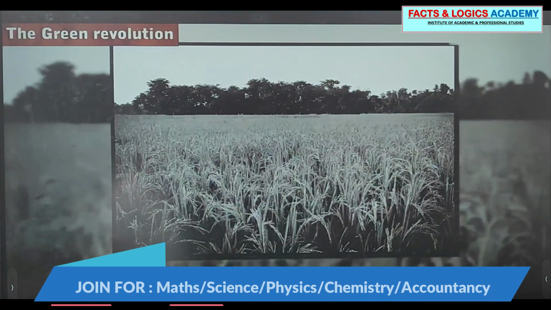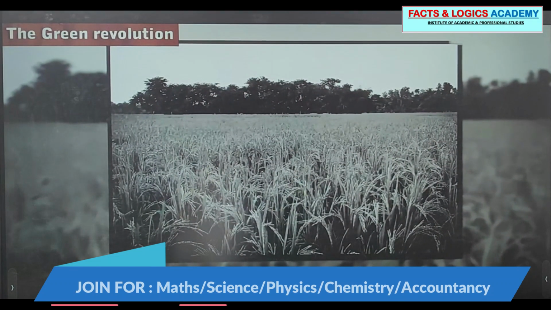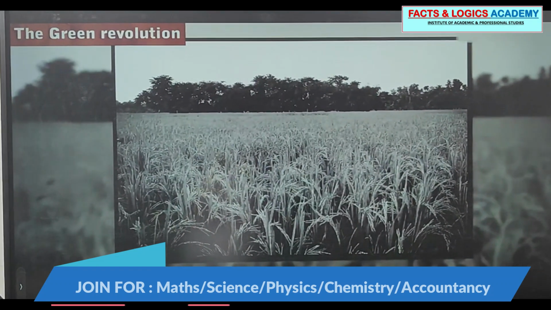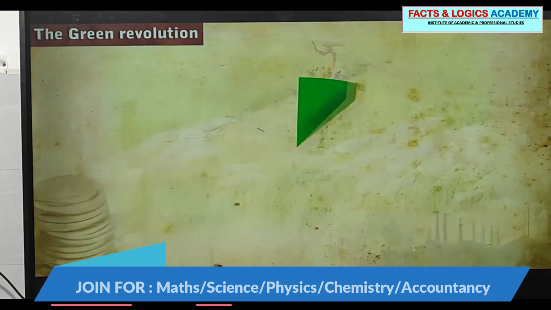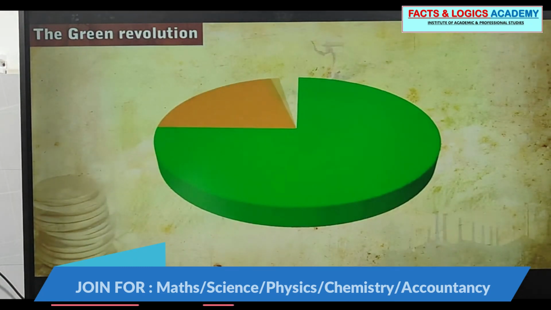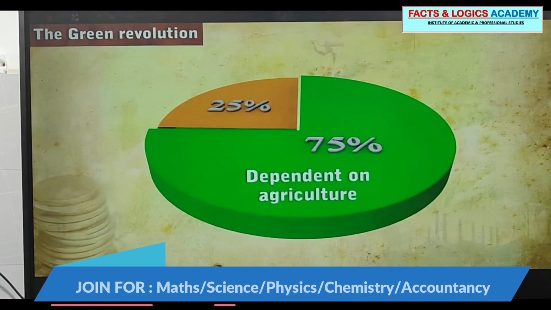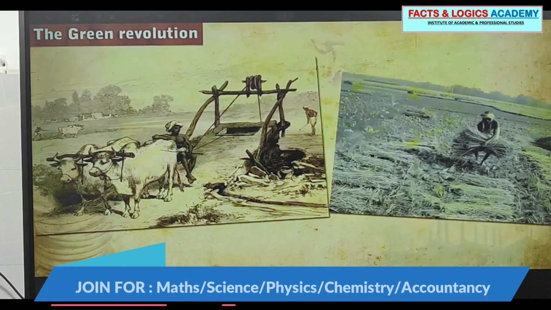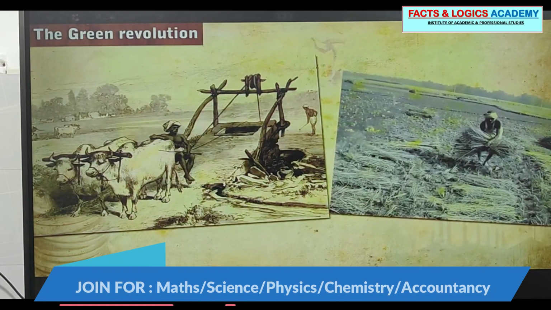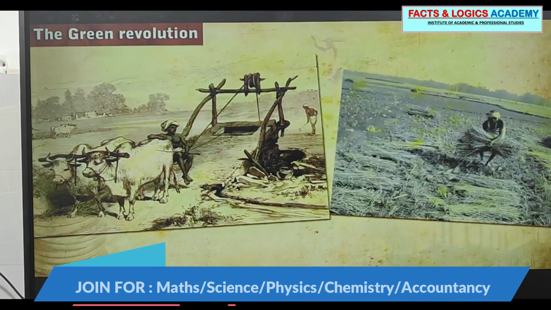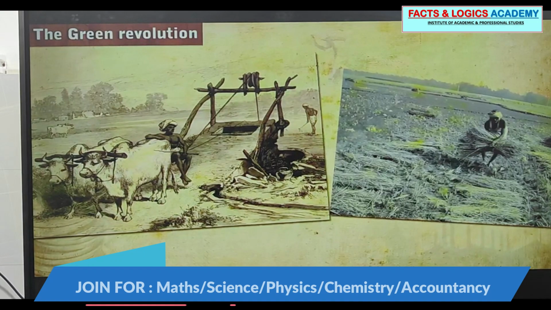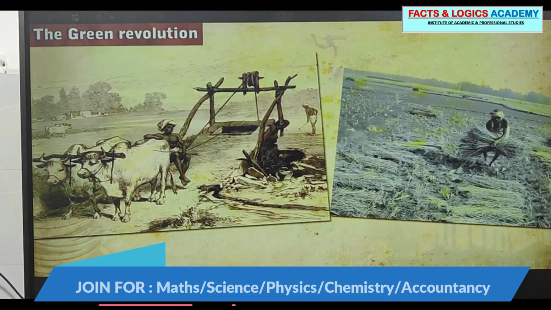Green Revolution was another major reform that took place in the agricultural sector. At the time of independence, about 75% of the country's population was dependent on agriculture. Productivity in the agricultural sector was very low because of the use of old technology and the absence of required infrastructure for the vast majority of farmers.